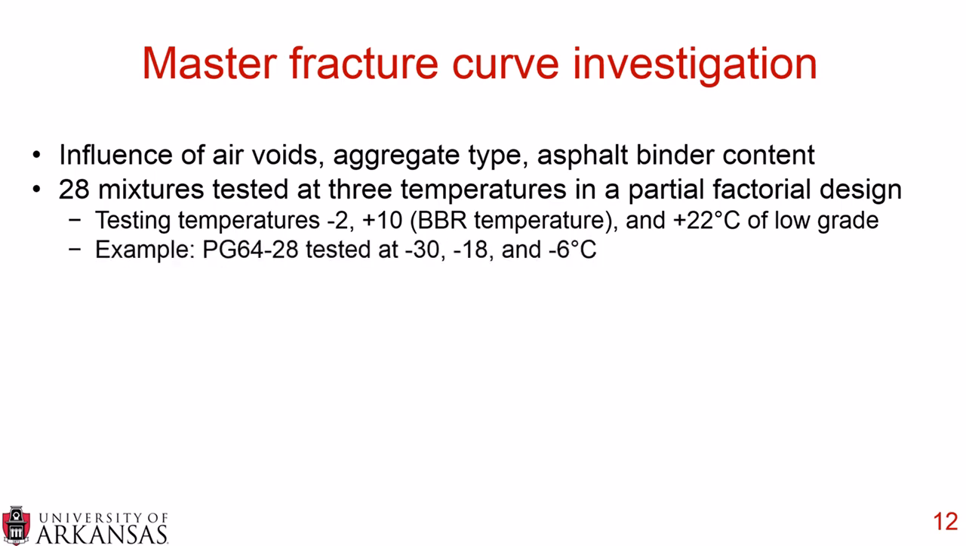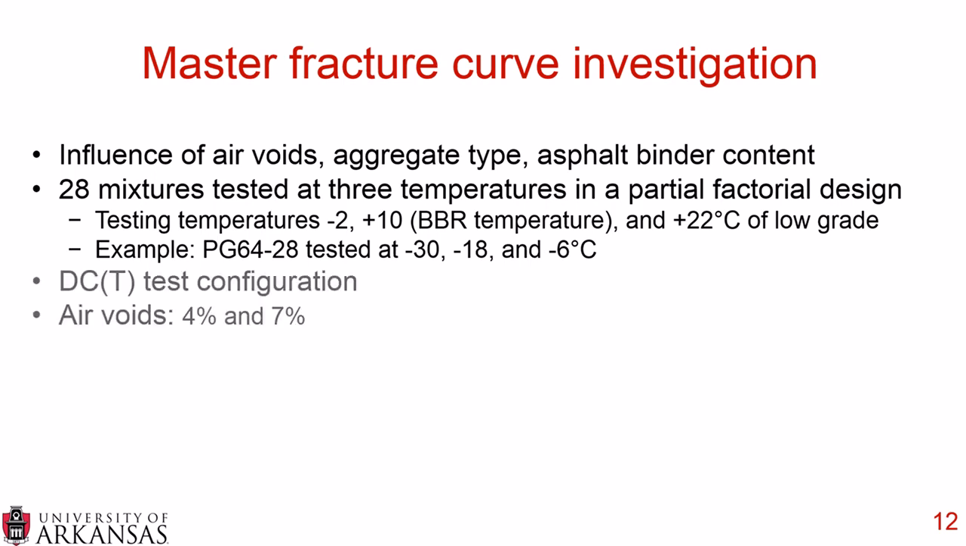So for example, if we had a PG 64 minus 28, we tested at 2 degrees below the low binder testing grade, so minus 30, 10 degrees above, which is minus 18, and 22 degrees above, which is minus 6 degrees Celsius. And that's how we got our low, medium, and high testing temperature for each of the mixtures.